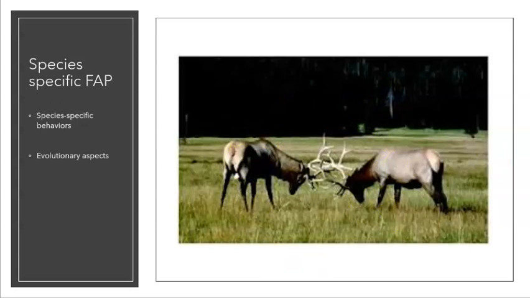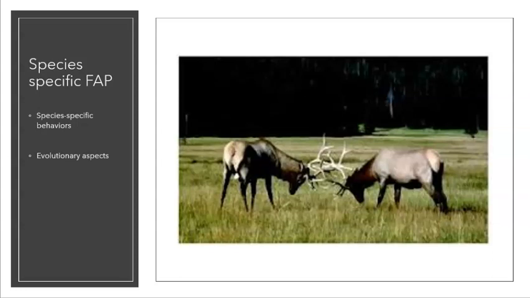There are other species-specific behaviors. Again, a lot of them seem to be aggressive, but looking at these species-specific FAPs, we can also see some of the evolutionary aspects of our fixed action patterns, and how these are behaviors that aren't necessarily learned. They're something that just occurs. So these tend to be behaviors that we think of as being evolutionary behaviors, okay?